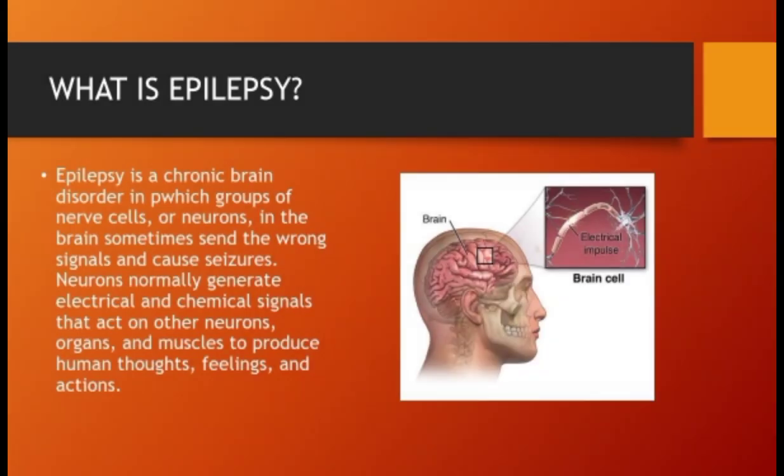Epilepsy. What is epilepsy? Epilepsy is a chronic brain disorder in which groups of nerve cells or neurons in the brain sometimes send the wrong signals and cause seizures. Neurons normally generate electrical and chemical signals that act on the neurons, organs, and muscle to produce human thoughts, feelings, and actions.